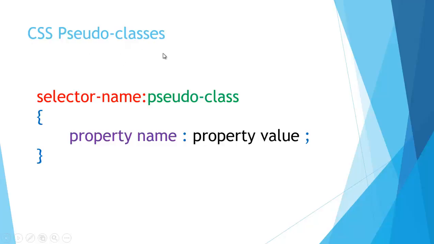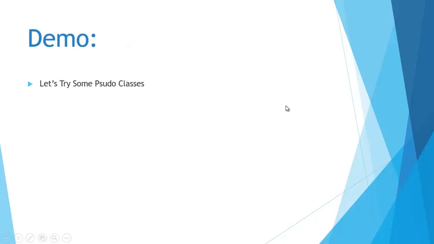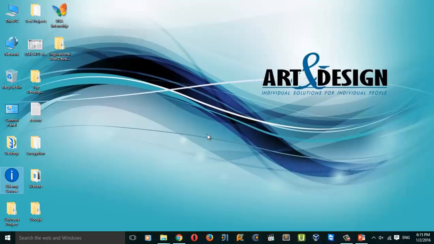CSS pseudo classes. In the previous lecture, we learned about CSS, and now let's dive more into it. For a pseudo class, the selector name is the name that we want to style, like dot for a class, hashtag for ID, or the tag name. Then we put a colon and then the pseudo class, and then we open brackets with property name and property value. We all know about the property name and property values and some of the properties of CSS. So let's see this demo to try some pseudo classes.